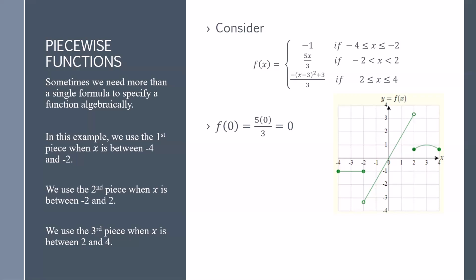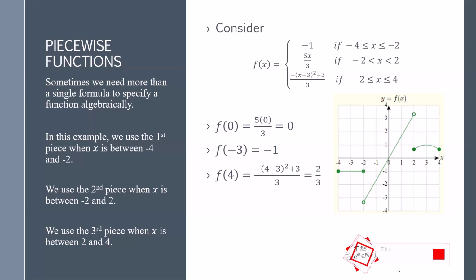Here, if we're looking at f of 0, 0 is between -2 and 2, so we use the second piece, 5x over 3. If we're looking at f of -3, -3 is between -4 and -2, and so f of -3 uses the first piece, -1. If we're looking at f of 4, 4 is between 2 and 4 inclusive, so we use the third piece, negative x minus 3 squared plus 3 over 3, or negative 4 minus 3 squared plus 3 divided by 3, or 2/3.